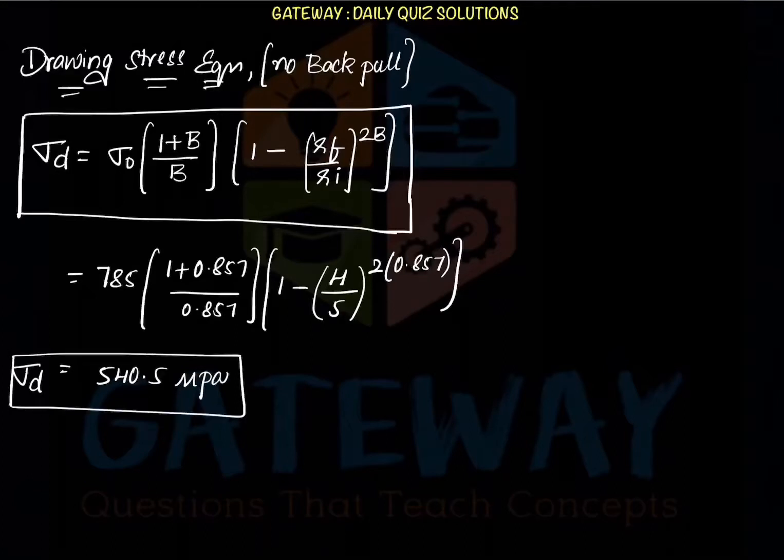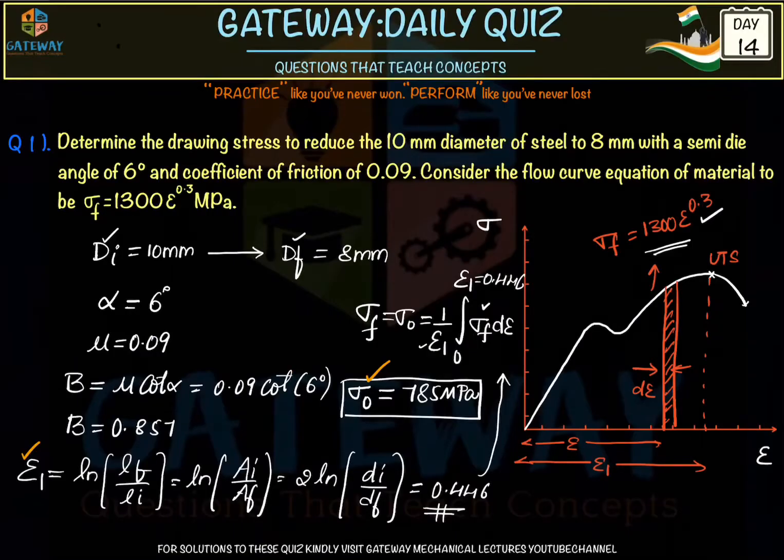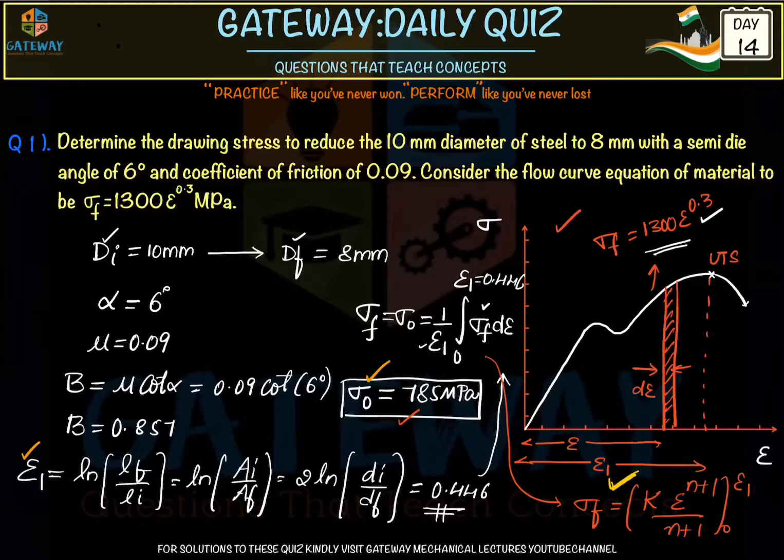This is our answer to question number 1. This was the question on drawing. You just need to remember this derivation, or else remember the final formula. Generally, after integration, this formula comes out to be sigma f is equal to k times e power n plus 1 upon n plus 1. If you substitute the limits between 0 and, say, e, then you will get this value. This is the generalized formula we generally use, and this is the way in which it is derived.